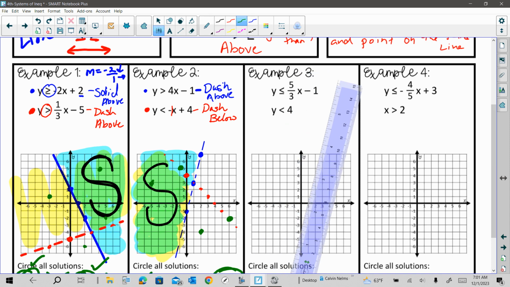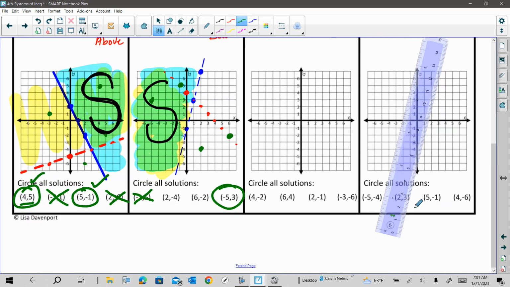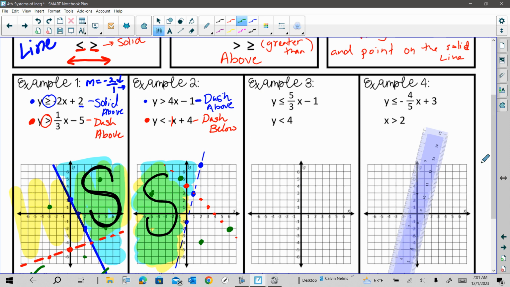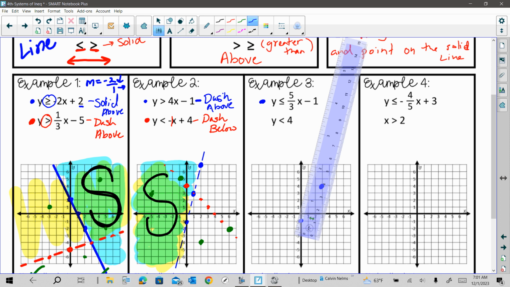All right, so let's talk about example 3 and 4, because now we have some special types of lines that we have to kind of just review real quick. The first one is in slope-intercept form. So we're going to graph it like normal. -1 is our y-intercept. Our slope is 5/3, so that's counting up 5 and to the right 3, and it's a solid line. So all we need really is 2 points to graph.